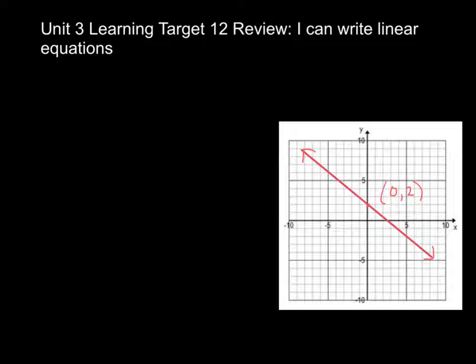Welcome to Unit 3 Learning Target 12 review. I can write linear equations. All right, getting you ready for this learning target.